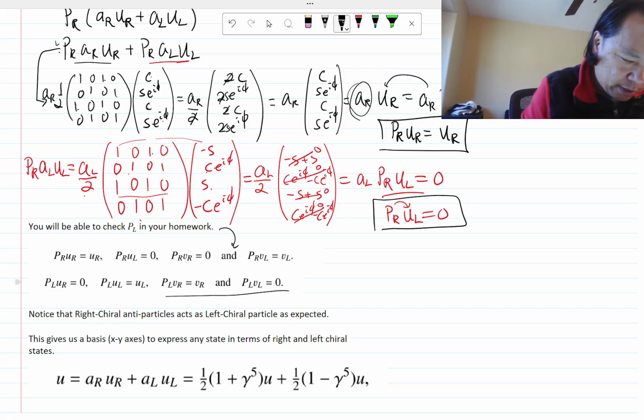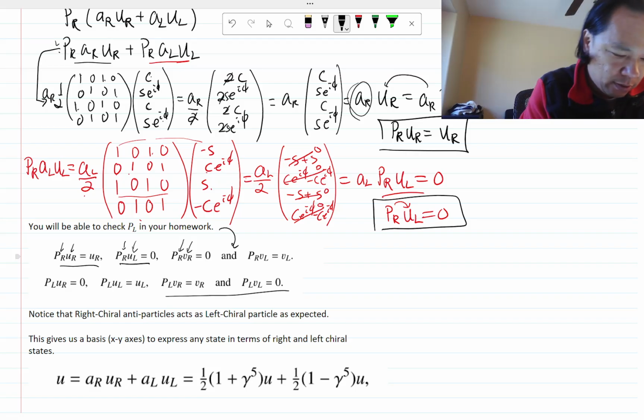So one thing also to notice is that the ones we did, I think, were the first 2, right? When you project the right chiral onto the right chiral eigenstates, you get the same thing back. The right chiral with the left chiral particle eigenstate, you get 0. But when you do the right chiral projection onto the right antiparticle, you get 0 instead.